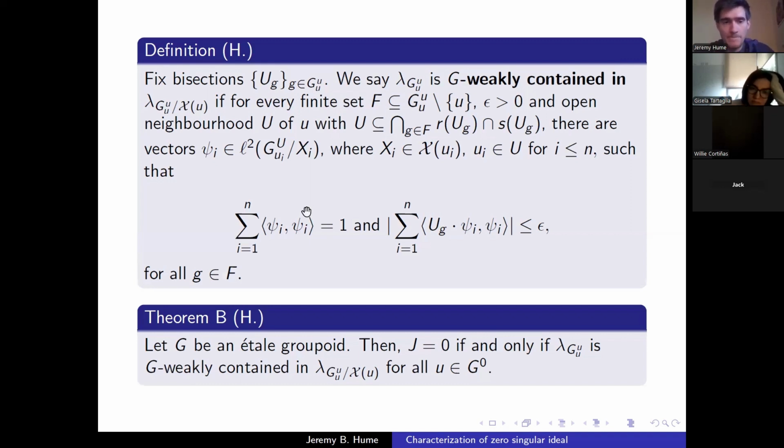So theorem B: let G be an étale groupoid. Then the singular ideal vanishes in general if and only if the left regular representation at the isotropy is weakly contained in this direct sum of representations for all units. Are there any questions about that?